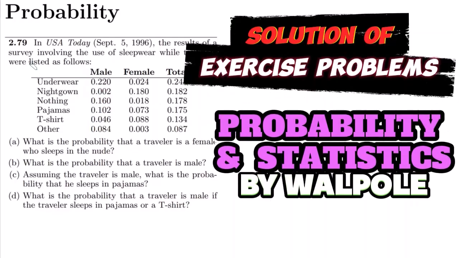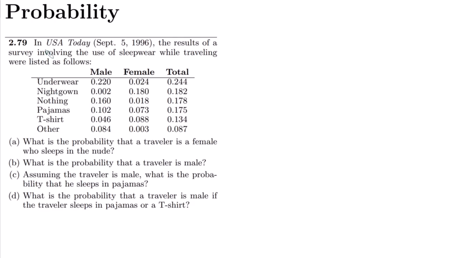Welcome back, guys. This is question 2.79, and the statement it has is: in USA Today, dated September 5, 1996, the results of a survey involving the use of sleepwear while traveling were listed as follows. These sleepwear were for male, female, and total, and the probabilities of them are also given here. These are underwear, nightgown, nothing, pajamas, t-shirt, and others. So on the basis of it, what do we have to find out? What is the probability that a traveler is a female who sleeps in the nude?